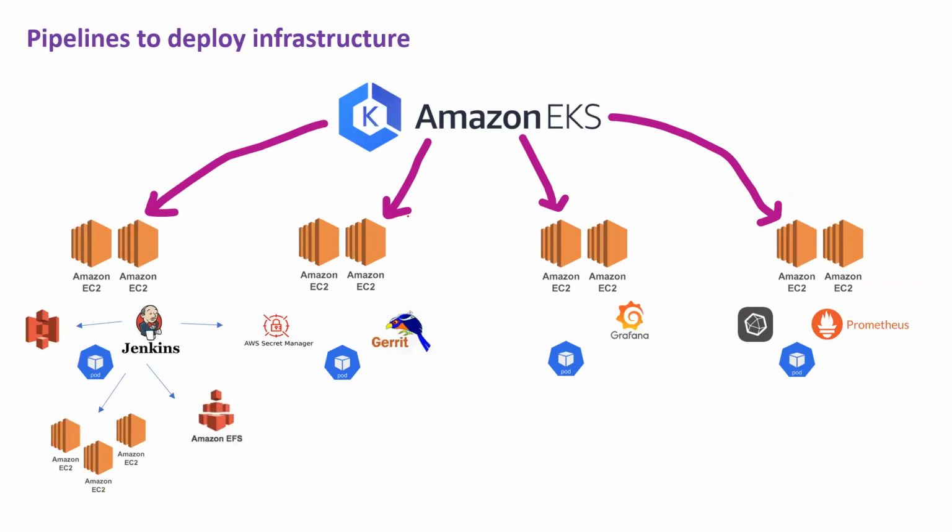And the next task is pipelines to deploy infrastructure. In one of my previous daily activities videos, I discussed this EKS cluster and what we were doing in it. You can see that a lot of components were there, like a lot of node groups, the EKS cluster itself, Jenkins, Gerrit, Grafana, Prometheus, EFS, S3, and a lot of other components, like network components, VPC, subnets, internet gateway, many things were there.